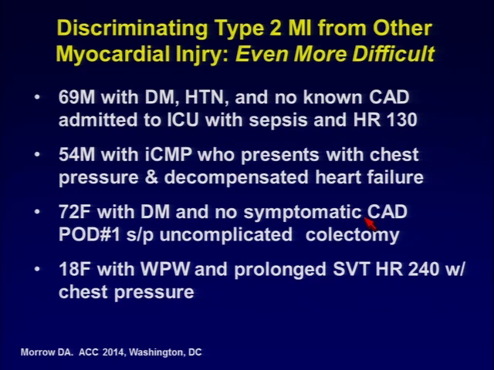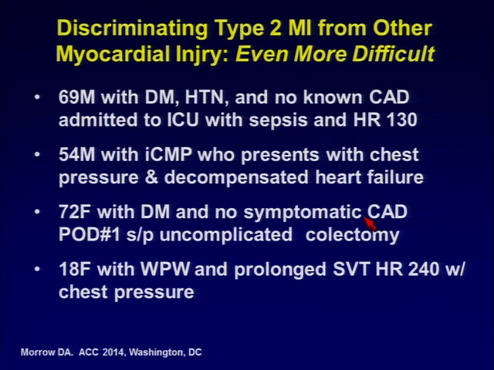So a 69-year-old patient with multiple risk factors who's admitted to your medical intensive care unit with sepsis and a heart rate of 130. That patient may have a type 2 myocardial infarction from increased demand and underlying fixed coronary atherosclerosis. Or this could be myocardial injury from sepsis that's been well described in the presence of the inflammatory cytokine surge that we see in the absence of underlying coronary disease. A 54-year-old with ischemic cardiomyopathy who presents with chest pressure and decompensated heart failure could be a type 1 atherothrombotic lesion, could be an increase in myocardial wall stress, or could be progression of myopathic changes in the patient with a myopathy. It's often difficult to discriminate.